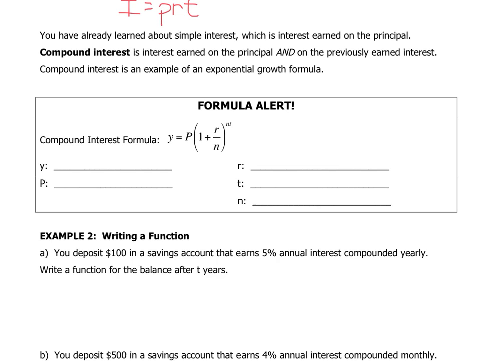Well, that is the reason they call it simple. It's very simple, but to be honest, it's not really used anymore. It is interest building on the principal amount over and over again.